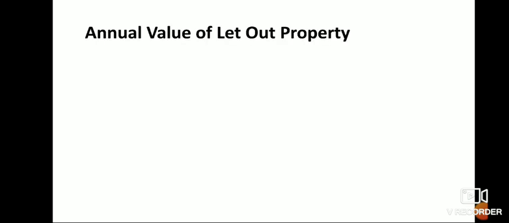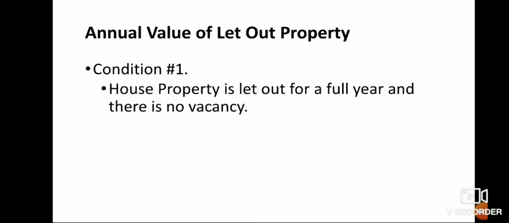Annual value of let out property. A let out property may face different situations over the year, so based on the situations, we will learn how to find out the annual value. Condition number 1. Under the first condition, house property is let out for a full year and there is no vacancy, which means the house property is occupied by tenants throughout the year. How do we find out the ARV in such a situation?